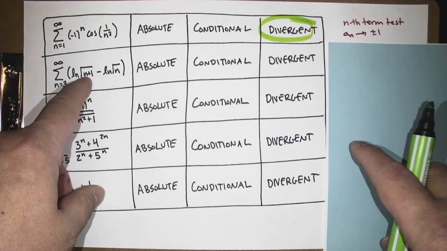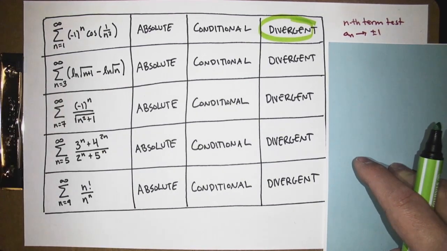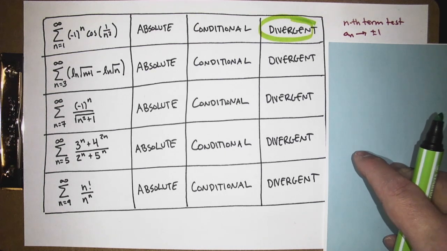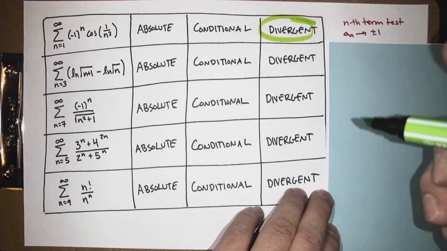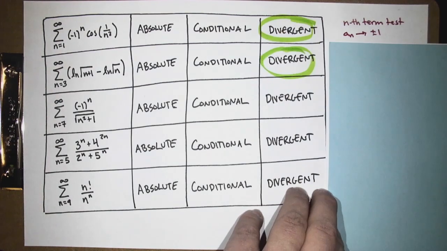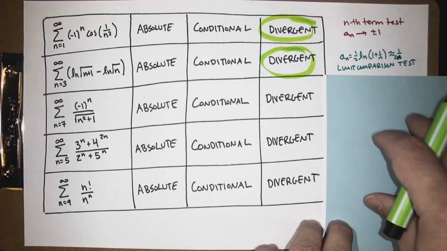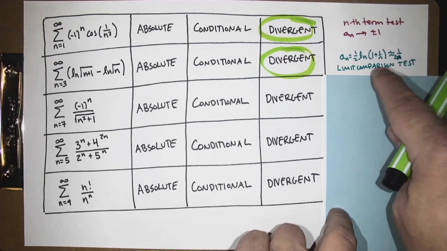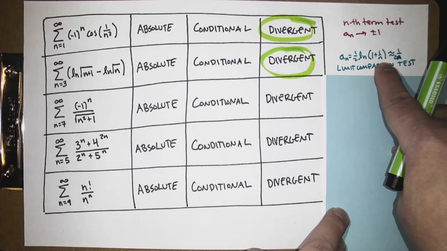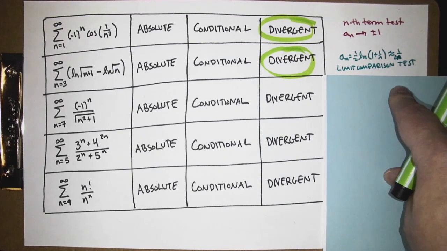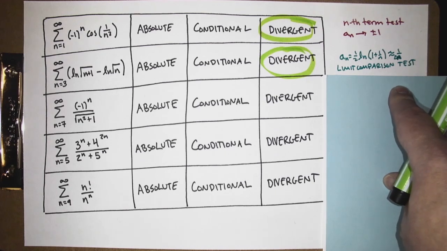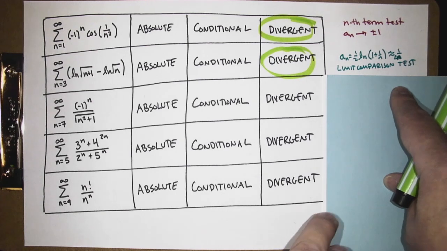All right. The next one. Log of the square root of n plus 1 minus log of the square root of n. Absolute, conditional, or divergent? Divergent. Because if you use properties of logs, this behaves a lot like log of 1 plus 1 over n. Log of 1 plus a small thing is approximately the small thing. So it behaves like 1 over n. 1 over n is harmonic, it's divergent. This one's tough. This one's right on the edge of not working.